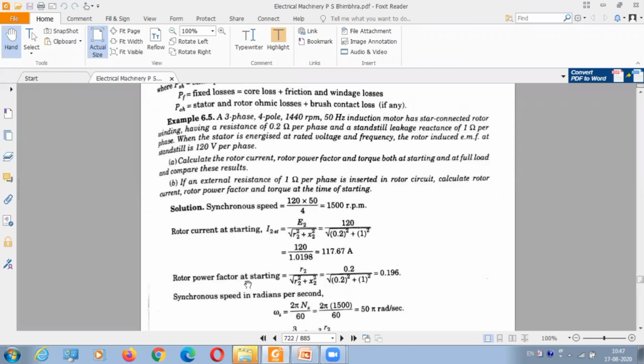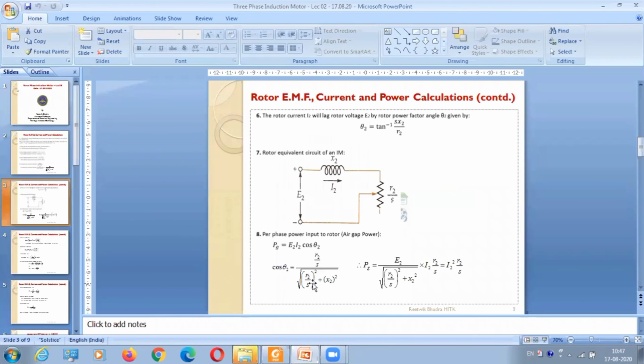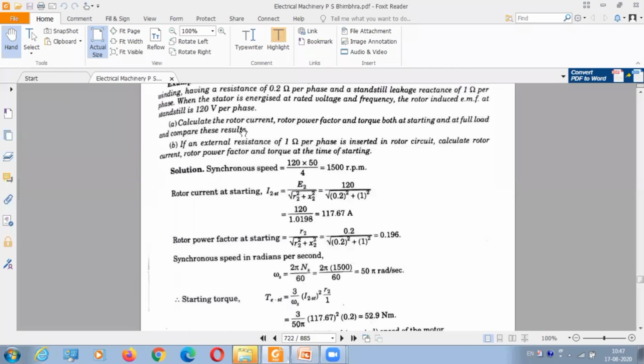What is the power factor at starting? We had already used the formula, if you recall. The formula power factor at starting is R2 by S divided by square root of R2 by S whole square plus X2 square. So S is 1. So it becomes R2 by square root of R2 square plus X2 square. So that is the formula written. Substituted the values, calculated this one. Okay. Rotor current found out at starting. Rotor power factor at starting found out.